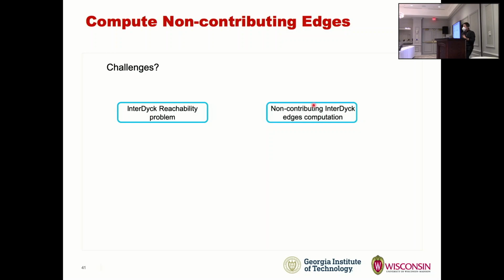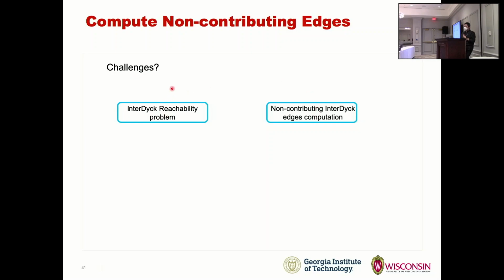Okay, which one is harder? Let's take a look at them one by one. Suppose that, recall that this problem is undecidable, right? Suppose that you have a magical way to solve this problem. Does that imply that you can compute all the non-contributing edges in the graph? The answer is probably no, okay? Because it depends on how you solve it.